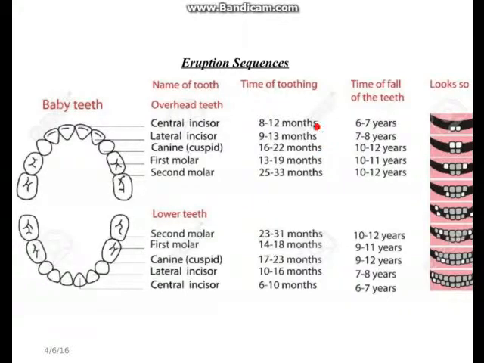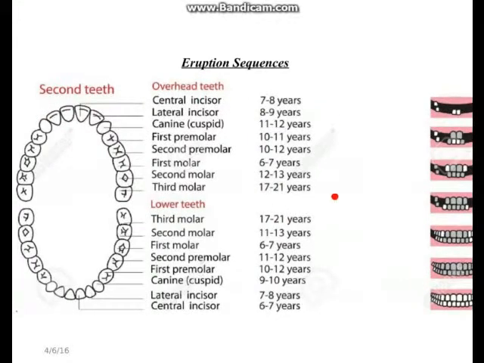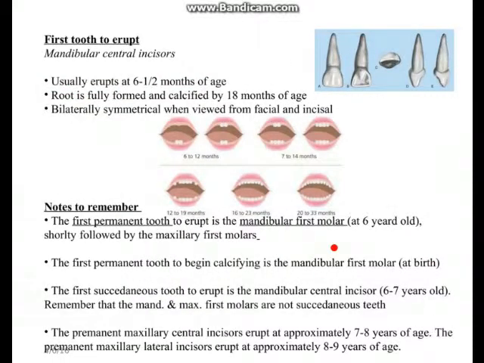This is the first one. You have all the teeth and the time of teething, when the primary teeth come out and then when they fall. And then in the next slide, I put the eruption sequences of when the permanent teeth start erupting. This is very important for you to know. Try to go over it several times to remember it exactly. Try to make a sequence chart or whatever works for you, but it's really important for you to know. Okay, so let's talk about the first tooth to erupt.